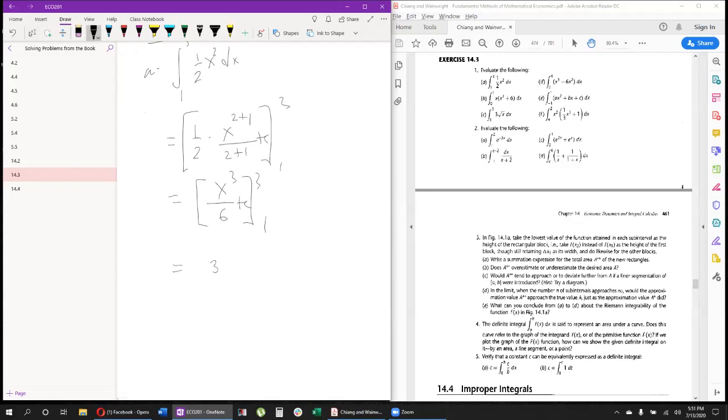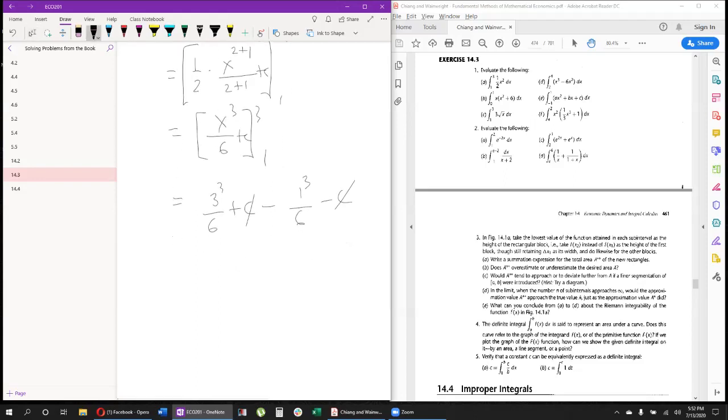Effectively what we get is 3 cubed by 6 plus c minus 1 cubed by 6 minus c. So c and c cancel out, and what we are left with is 27 minus 1, so 26 divided by 6, or 13 by 3. That's the answer.